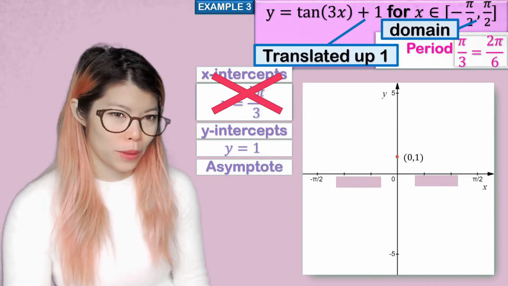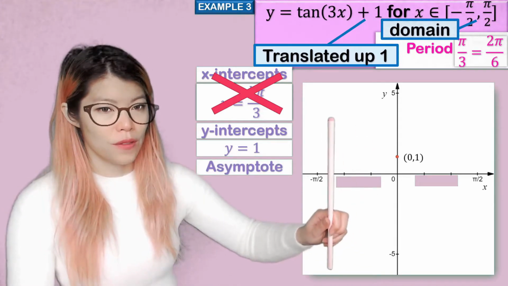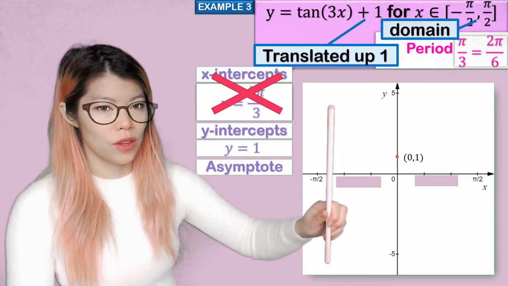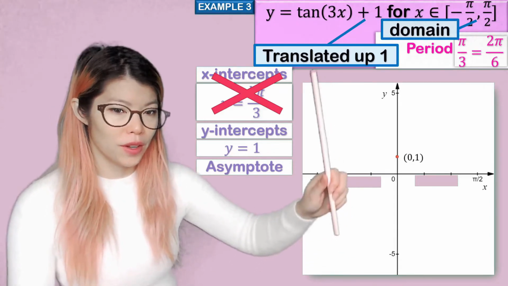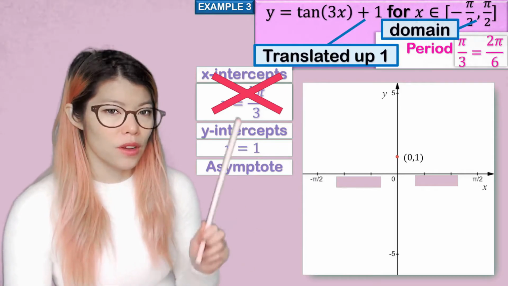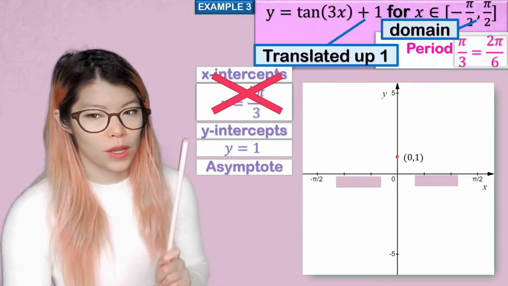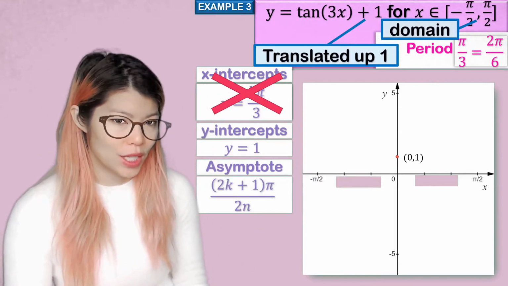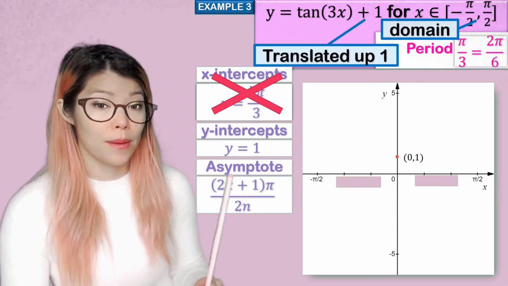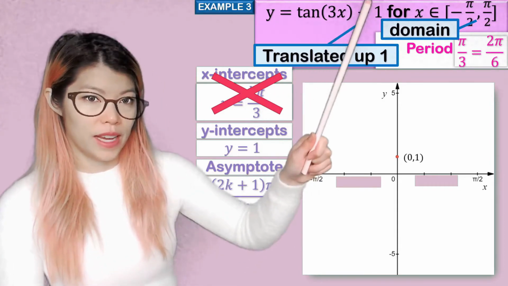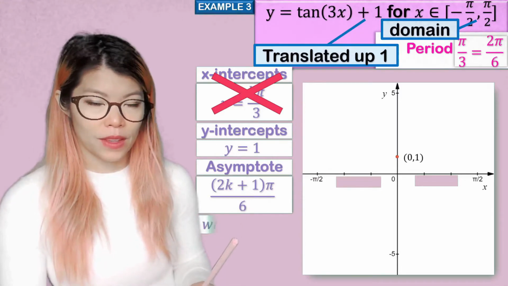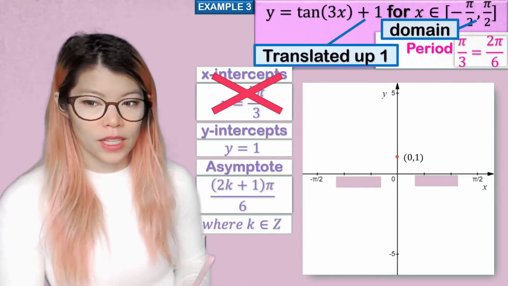What about the asymptote? Do the asymptotes change? So the vertical lines, do they change if you move them up or down? No, they don't. They're still in the same spot. So even though we can't figure out the x-intercept from the equation, we can figure out the asymptote from the original equation. So (2k + 1)π over 2n, where n is 3, so in other words 6, and k is an integer. So let's do that.